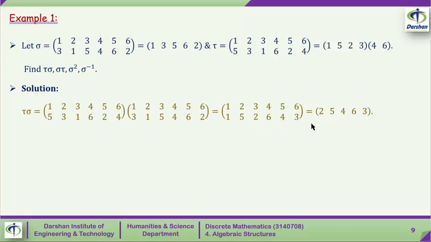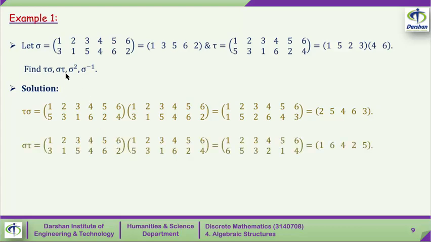Now this element is also written in cycle form. 1 goes to 1, so no need to write 1 goes to 1. 2 goes to 5, 5 goes to 4, 4 goes to 6, 6 goes to 3, then 3 goes to 2, so it is written as (2, 5, 4, 6, 3). Now we find the second one, sigma of tau.